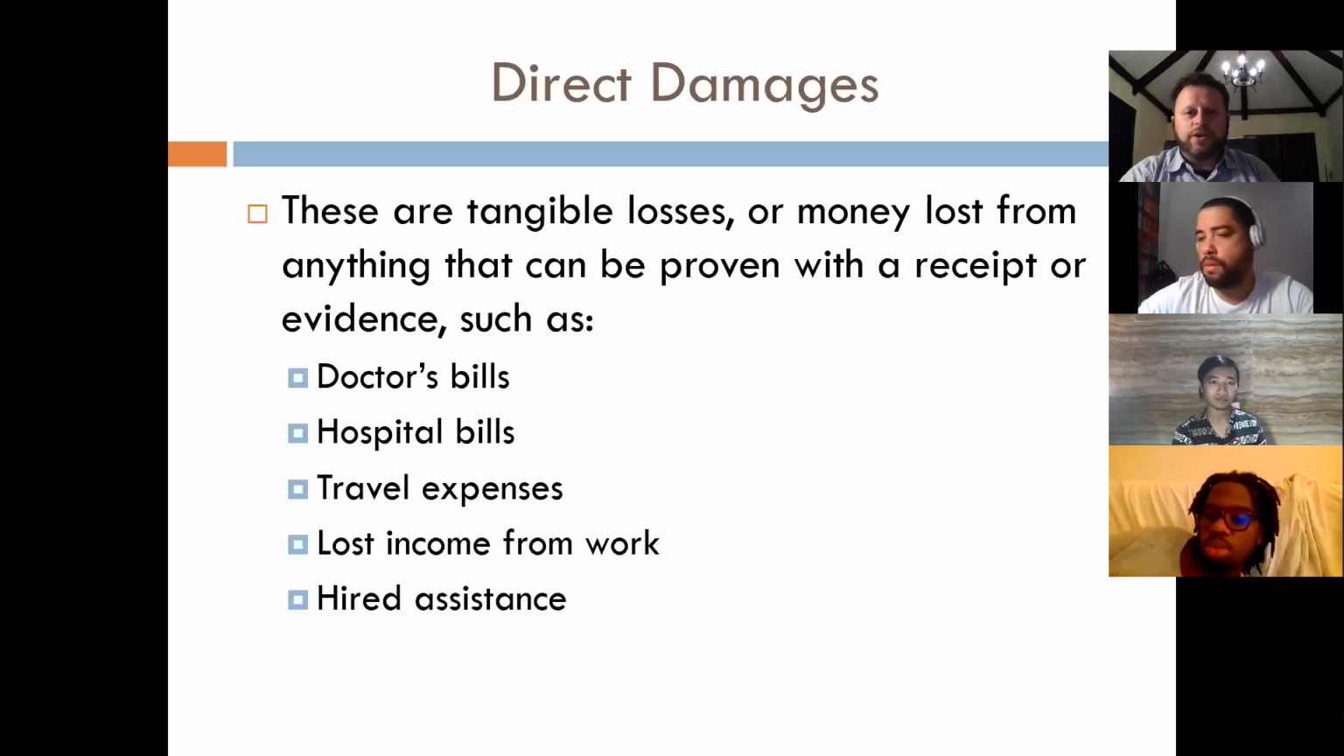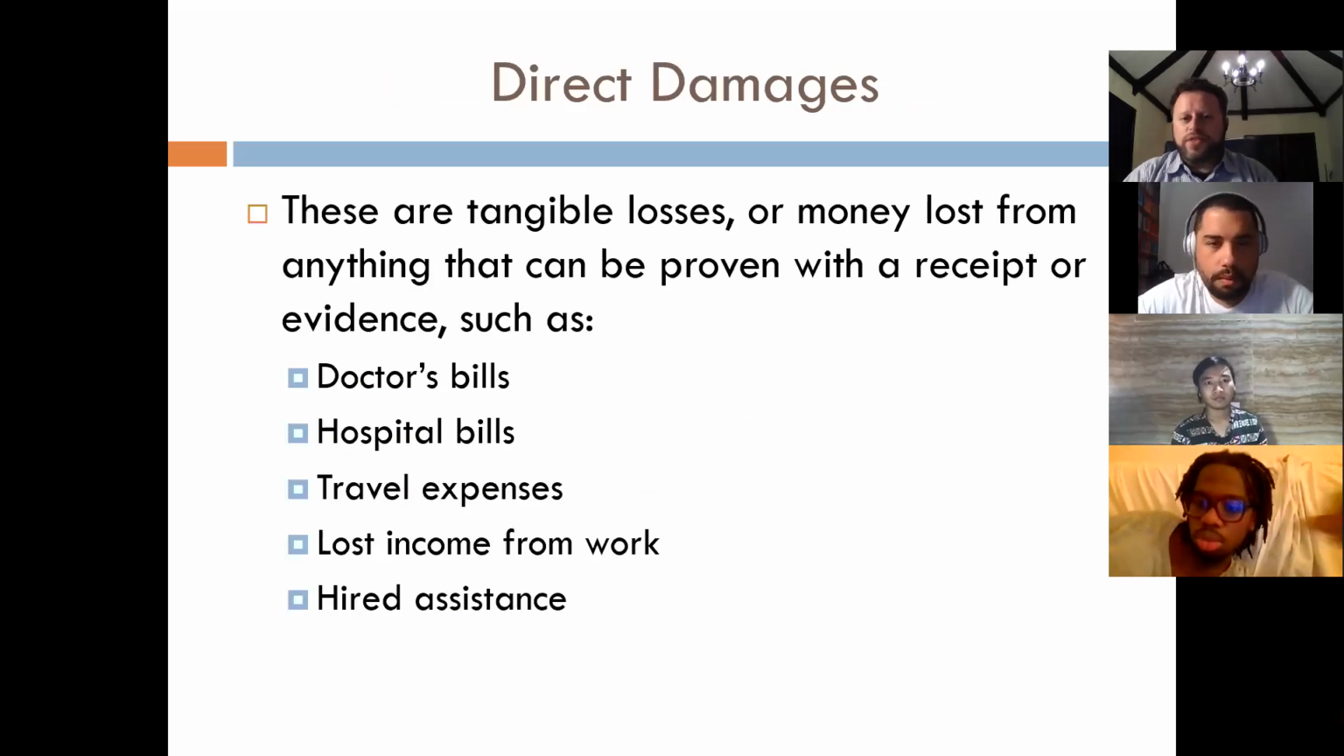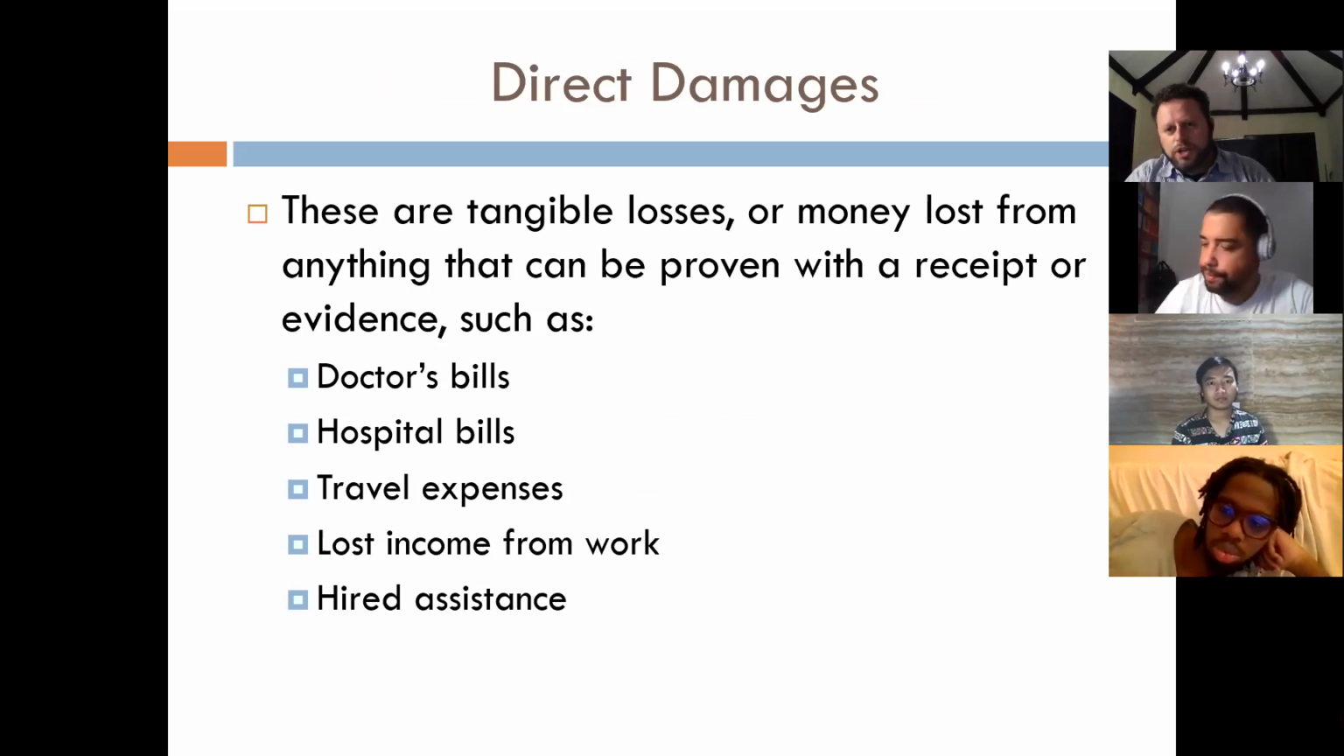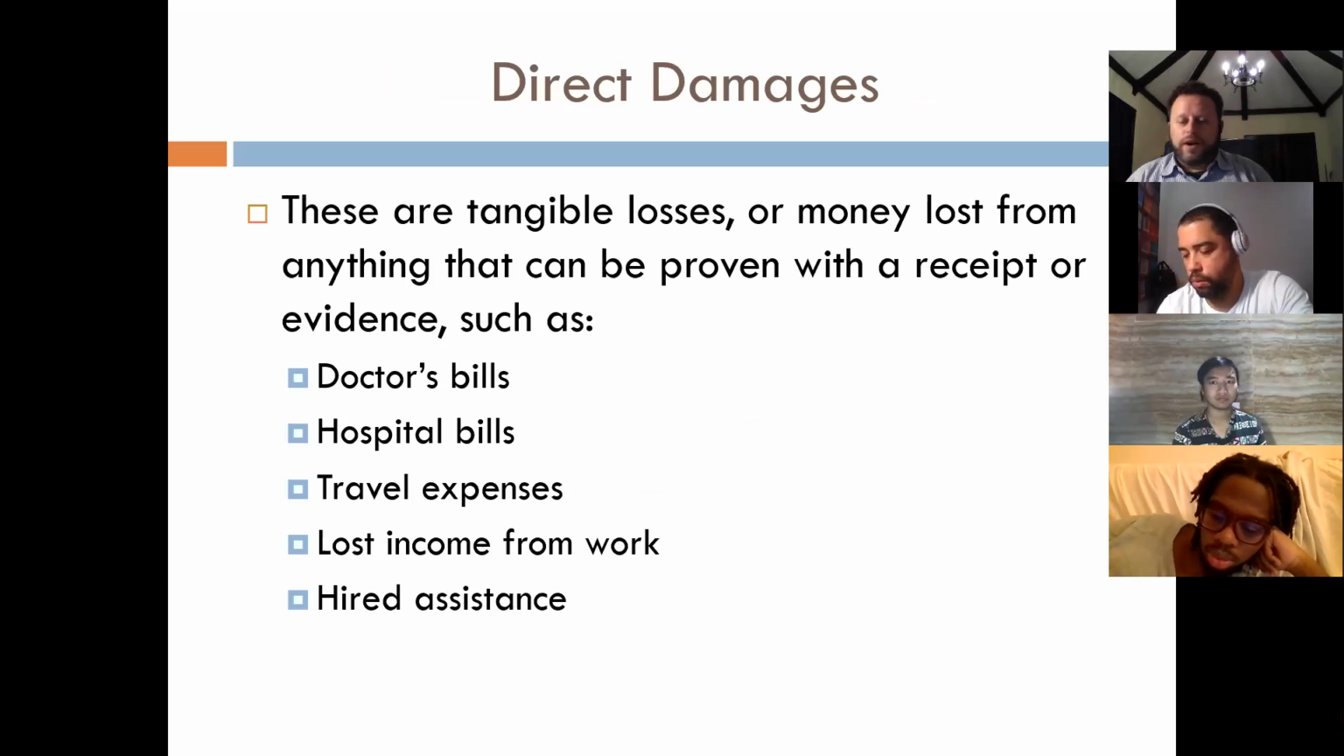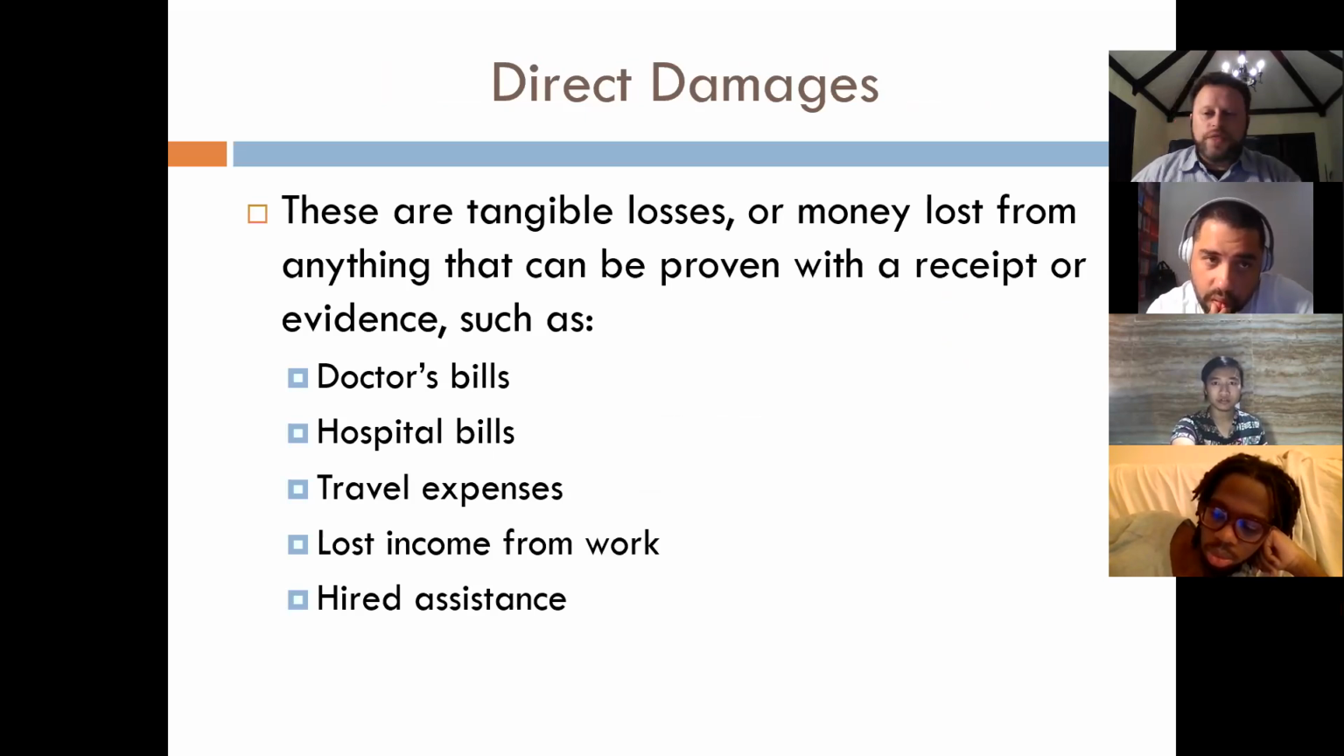Okay, going through this again, direct damages: anything with a receipt, doctor's bills, hospital bills, travel, lost income from work, anybody you hire, you need new clothes, whatever. That's direct. Even the lawyer that you hire, that's called court costs. Different countries have different rules about court costs. We do not consider that direct damages. That's a separate kind of money.